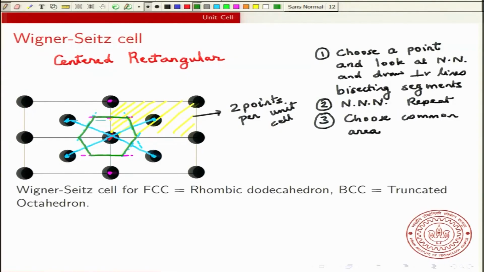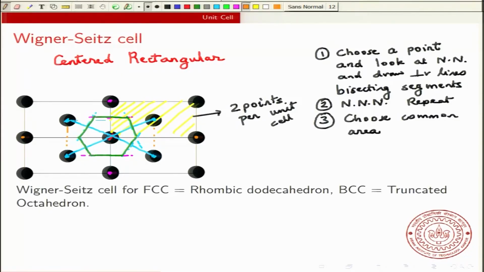Now, the question is, should you go to more nearest neighbors? So, for example, if you go to the third nearest neighbor, you can easily see that it will not contribute anything else. Let me take this orange color for the third nearest neighbor. The third nearest neighbors are these points, and you can see that the bisector comes here, and the common area of the three regions is still this. So, in this case you need to go only up to the second nearest neighbor.